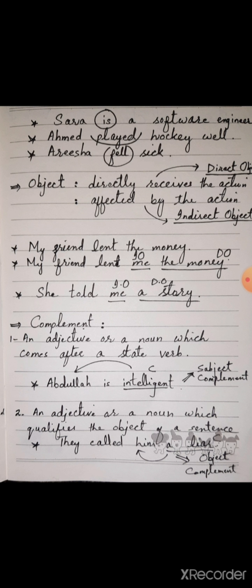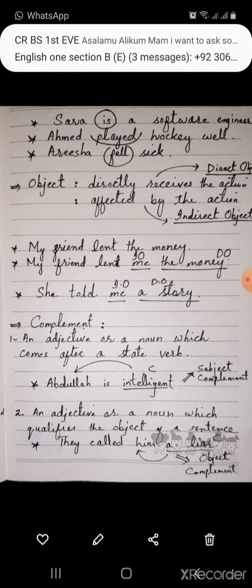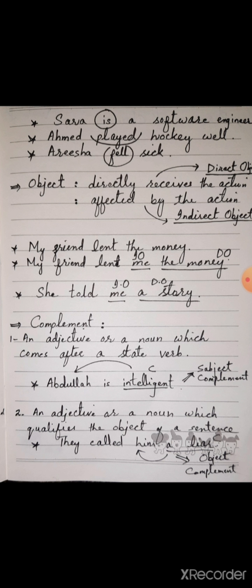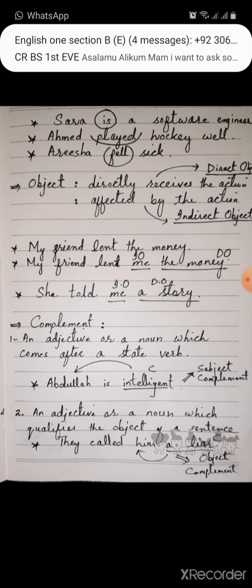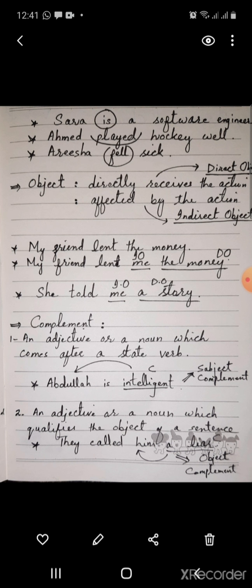The next example is the object complement: an adjective or a noun which qualifies the object of a sentence is called an object complement or objective complement. The example is: they called him a liar. They is the subject, called him a liar is the predicate, and in this predicate, called is the verb, him is the object, because him is being called, him is receiving the action. And a liar, what is a liar? A liar is associated with him, that he was called the liar. Obviously this is qualifying the object of the sentence, so we call it an object complement. A liar is an adjective, and this adjective is associated with the object, so it is an objective complement.